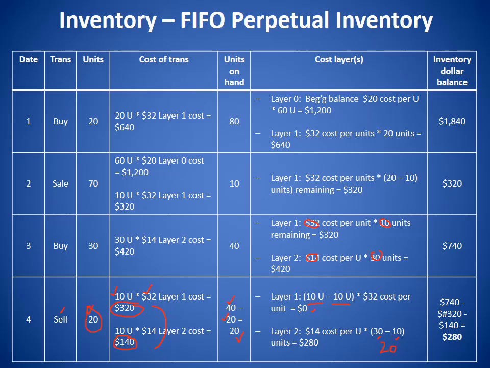If we combine these two together, we start out with a $740 inventory balance. Then we subtract out our layer 1 cost of $320, and then we subtract out our cost in layer 2 of $140. Those two items subtracted from the $740 original come out to $280, which happens to be, if we combine these two layer valuations together, the $280.